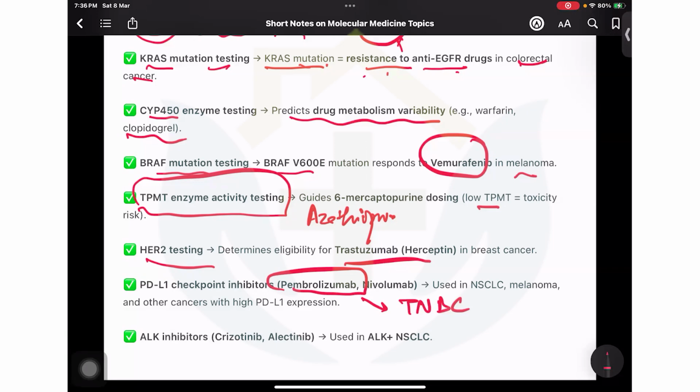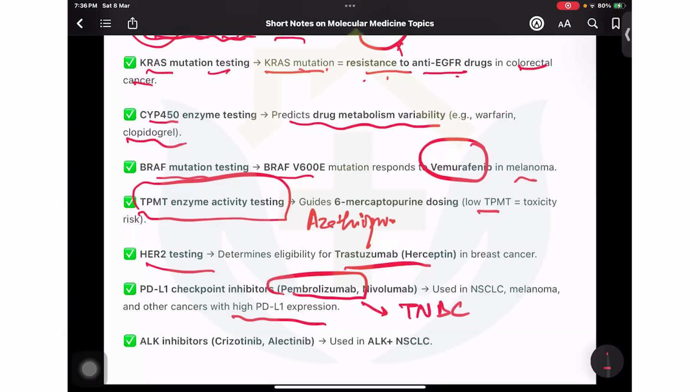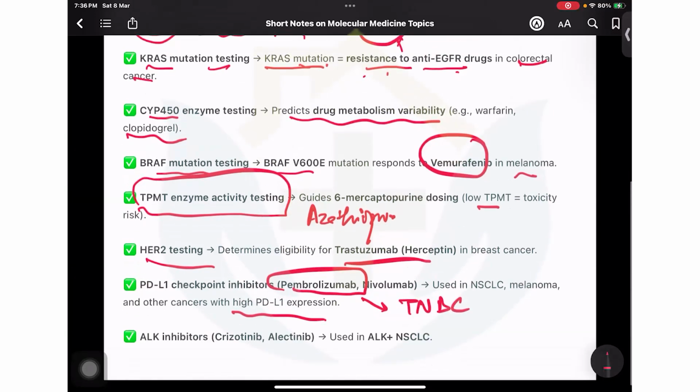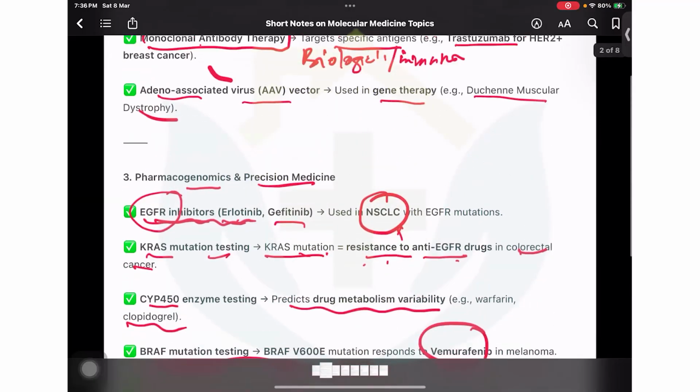So you should check that the patient has PD-L1 expression. If the patient has PD-L1 expression, then pembrolizumab will work very well. It is used in NSCLC, melanoma, breast cancer, triple negative breast cancer. So a very good drug these days. It is expensive, but it is effective. Same way, ALK inhibitors like crizotinib, alectinib, these are used in non-small cell cancer of the lung.